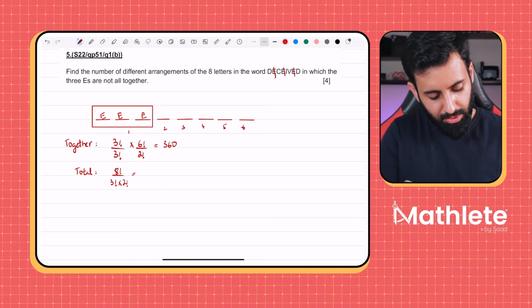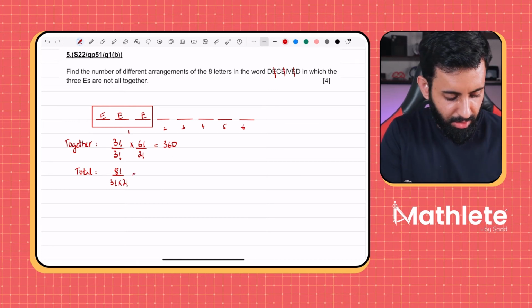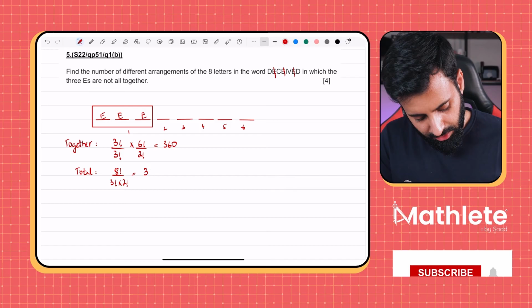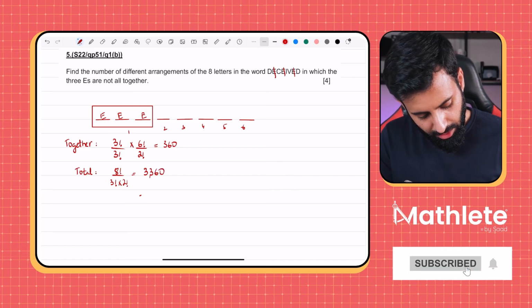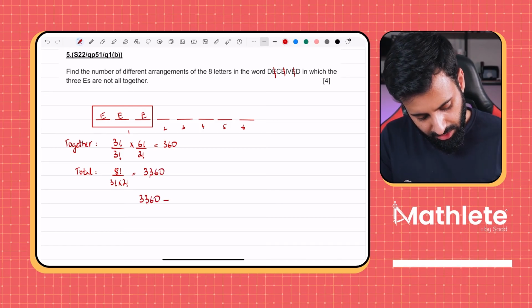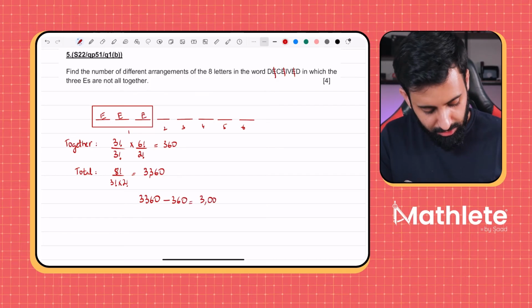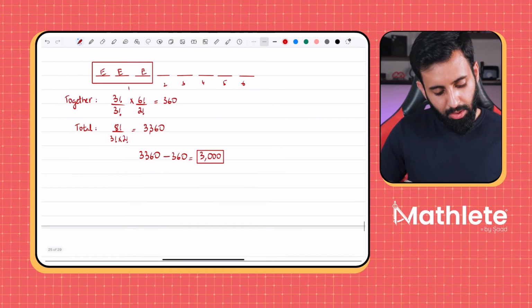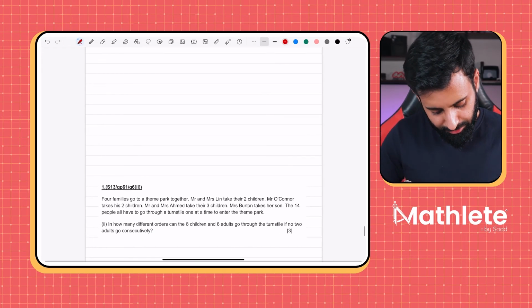Okay, let's see what that is. So we have 8 factorial divided by 3 factorial into 2 factorial, that is 3,360. Now 3,360 is the total from which if we subtract the number of ways that they are together, we get 3,000, which is the correct answer. There you go. Okay, now let's talk about type 5.